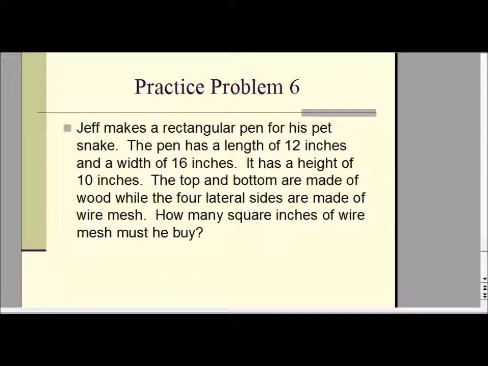Practice problem 6. Jeff makes a rectangular pen for his pet snake. The pen has a length of 12 inches and a width of 16 inches. It has a height of 10 inches. The top and bottom are made of wood, while the 4 lateral sides are made of wire mesh. How many square inches of wire mesh must he buy?